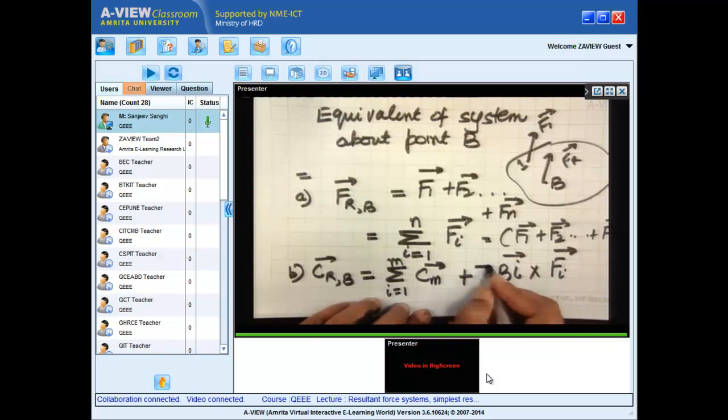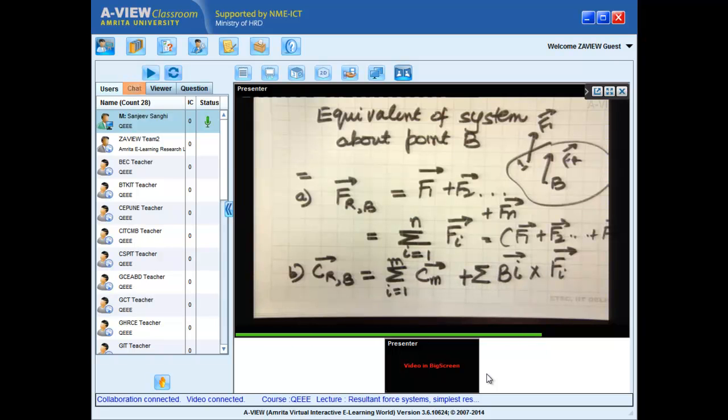So when I sum it up, I put it with a summation notation, sigma i going from 1 to n. So at the point B, the net couple which will come will be the sum of all the couples plus the sum of the moments of all these other forces which are acting on the system, all the forces about point B. So I take individually the sum of all the moments, add them at point B, and that will give me the equivalent of the force system about point B.